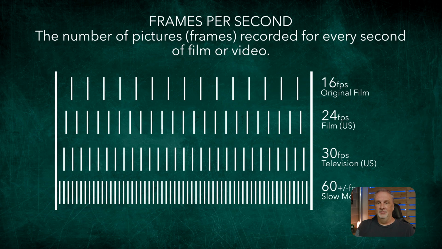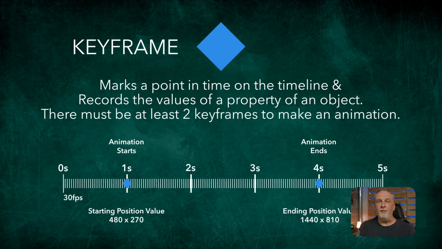The next concept, the keyframe, is very much at the core of animating in After Effects. A keyframe marks a point in time on the timeline and records the values of a property of an object. There must be at least 2 keyframes to make an animation. So I have a timeline here of 5 seconds long, and it's 30 frames per second, so that means that there's 150 frames in this sequence.